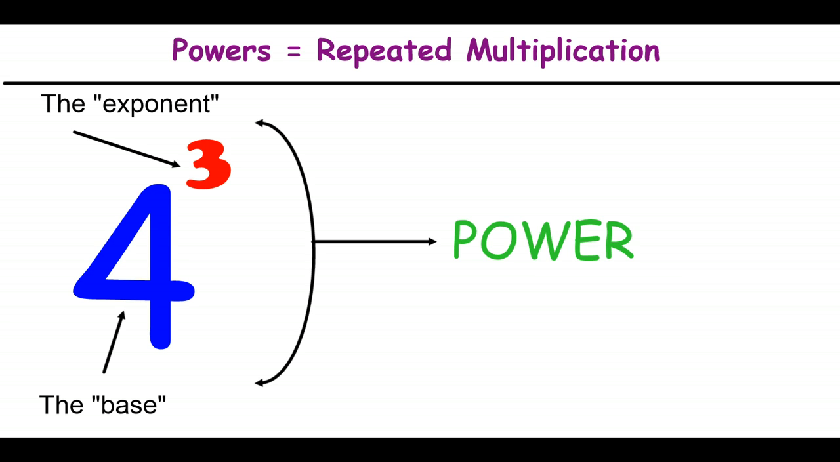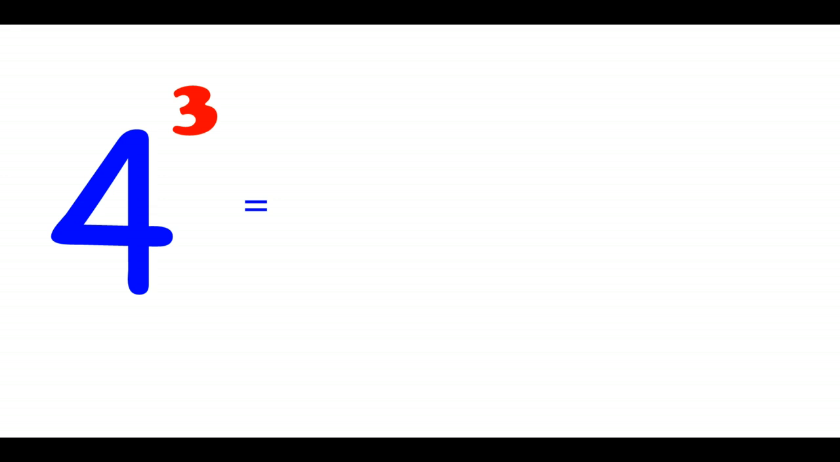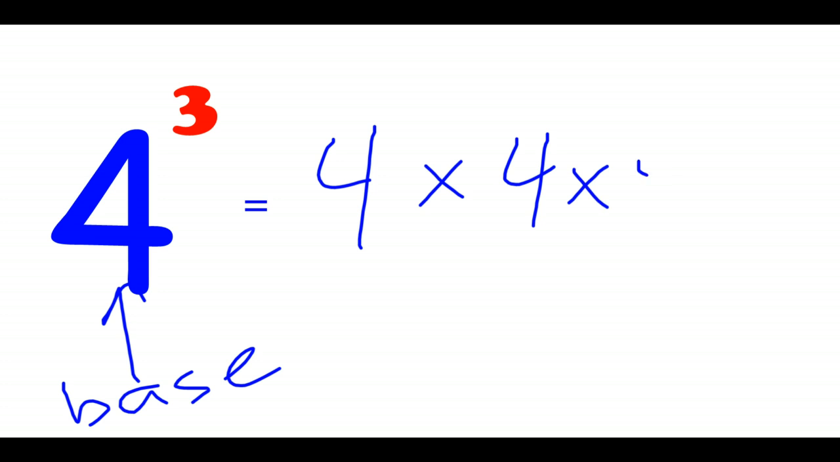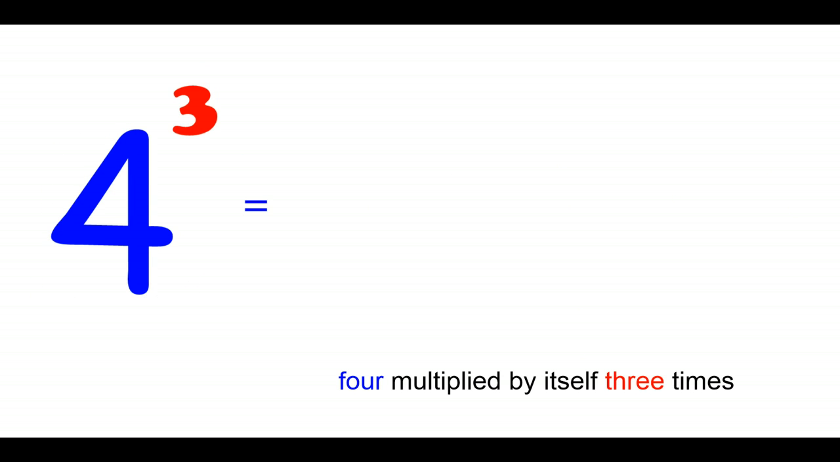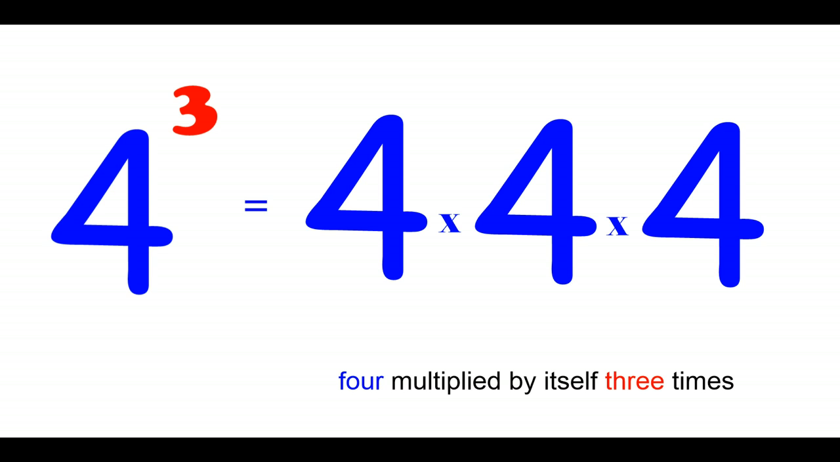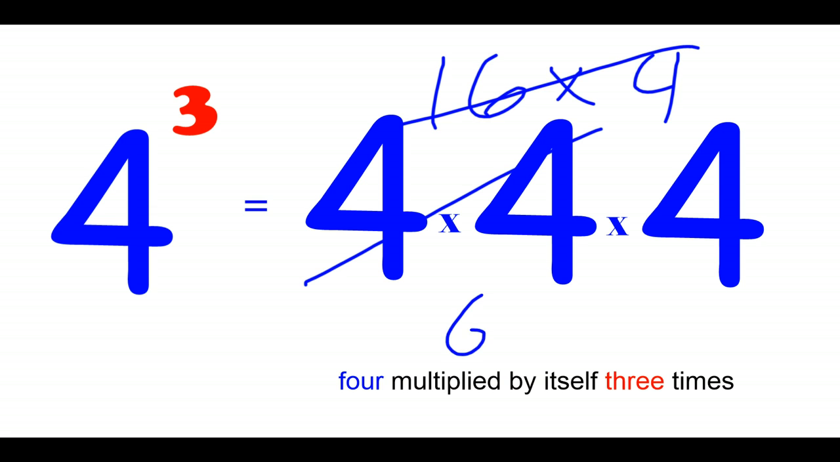So let's take a look at this particular power and understand what it means. Again, the base is the number being multiplied. So we're going to have some unknown number of 4s being multiplied by itself somewhere. How many? We're not sure yet until we look up at the exponent. And we find that this is 4 multiplied by itself 3 times. So in other words, 4 times 4 times 4. And we actually go through and multiply this out. 4 times 4 is 16, and 16 times 4 is 64.